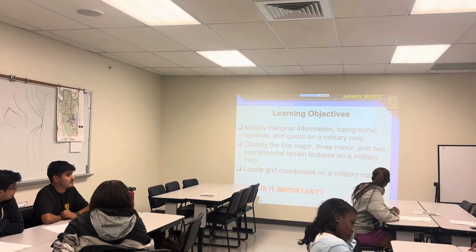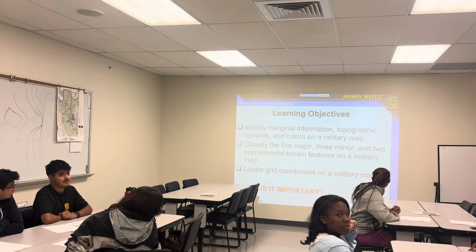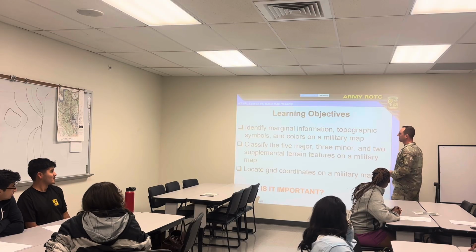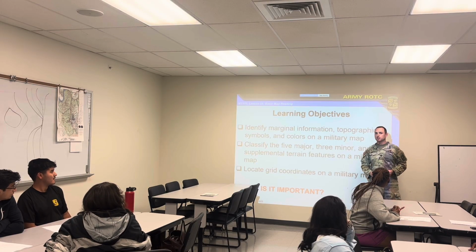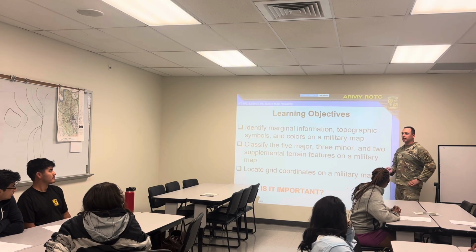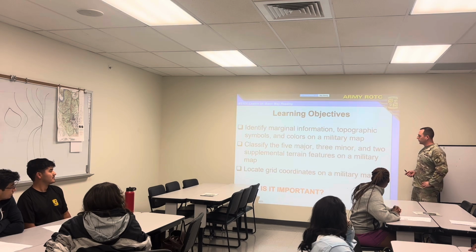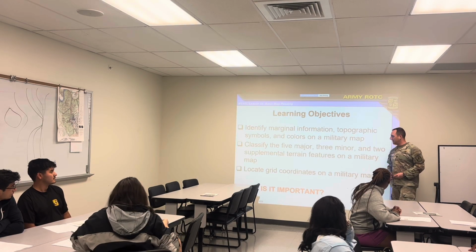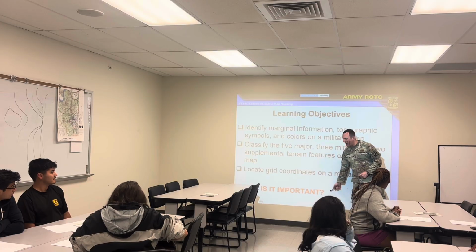All right, so first things first, our learning objectives for today. We're going to identify marginal information on our map, topographical symbols, and the colors used on a military map. We're going to classify the 5 major, 3 minor, and 2 supplemental terrain features on military maps, and we're going to locate grid coordinates using a map. All right, so lastly, it's a little hidden down here, but why is this important?